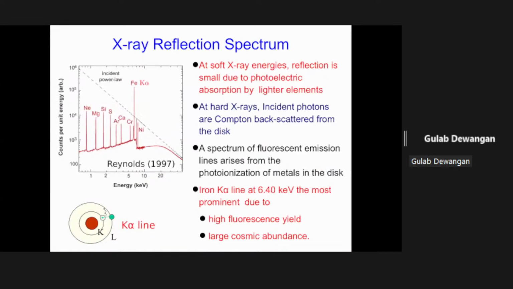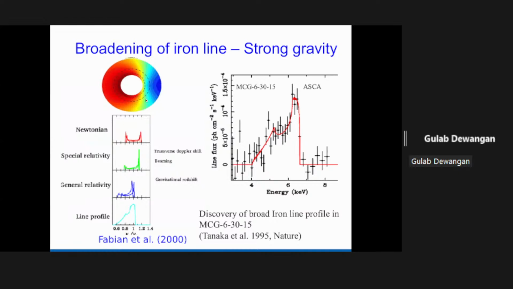But before I go to the reflection hump, as I mentioned, the strongest line here is this iron K alpha line. It arises from the innermost regions of the accretion disk, very close to the black hole, where the speeds and the effects of special relativity and gravity are strong, and that modifies the line emission. In the rest frame, of course, it will be like a delta function.